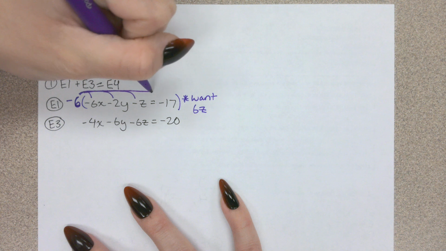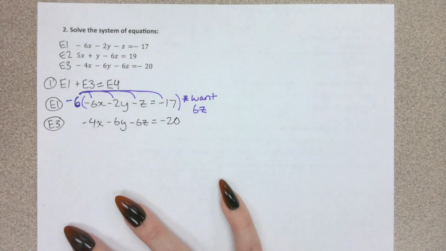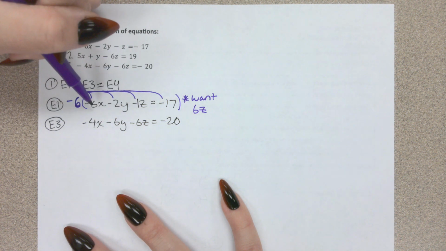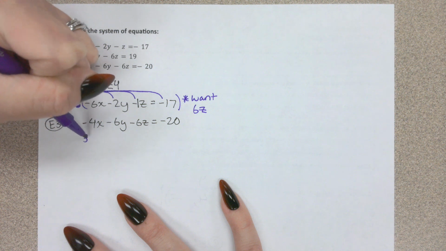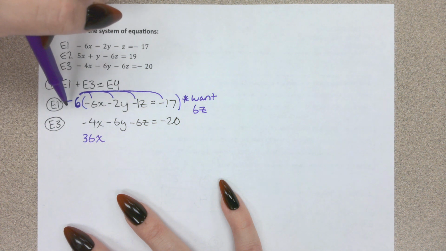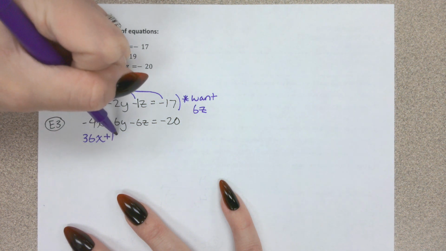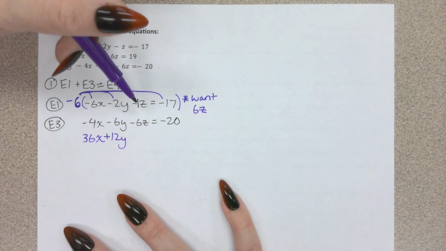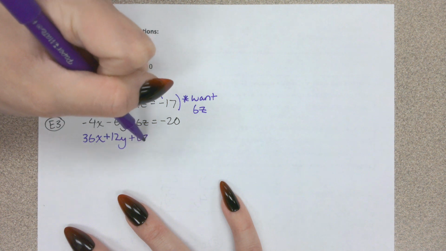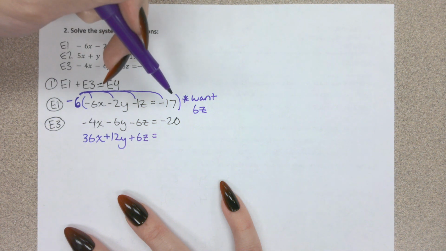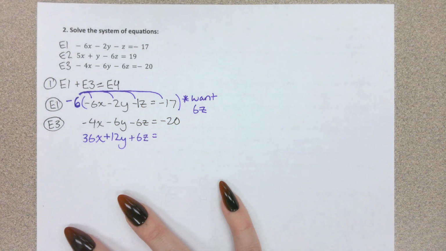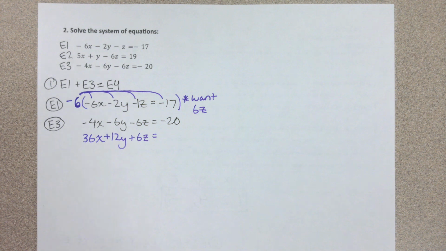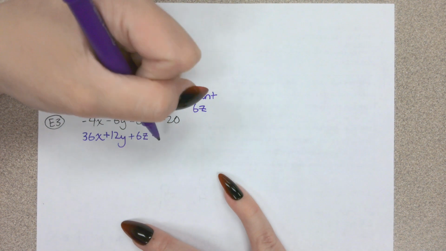Distribute all the way through. And then I'm just going to write the new equation underneath. I'm going to go ahead and note that this is a -1. All right, -6 times -6x. This is +36x. -6 times -2y, that's +12y. -6 times -1z, that's +6z. And -6 times -17, that is positive, I want to say 102. Let me check. Yes. Positive 102.